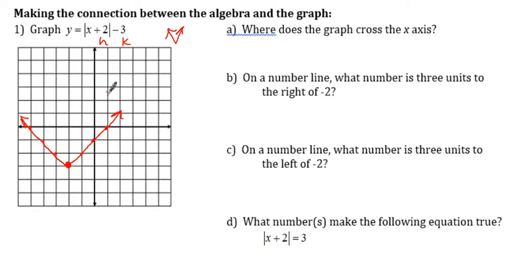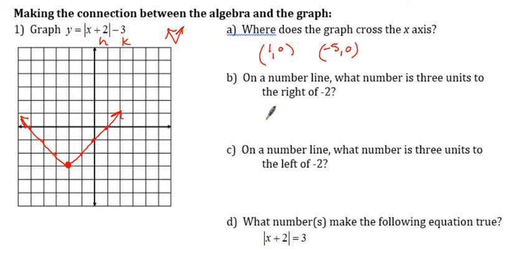So if that's my graph, where does the graph cross the x-axis? Let's pick that off visually. Well, I see that it crosses the x-axis here at positive 1, 0. And I see that it crosses the x-axis here at -1, -2, -3, -4, -5, so -5, 0. Those are two places that the graph crosses the x-axis.